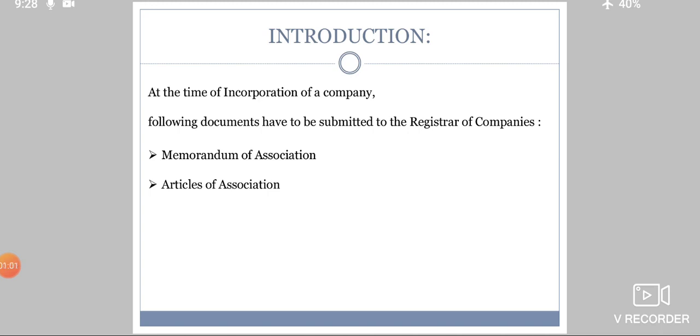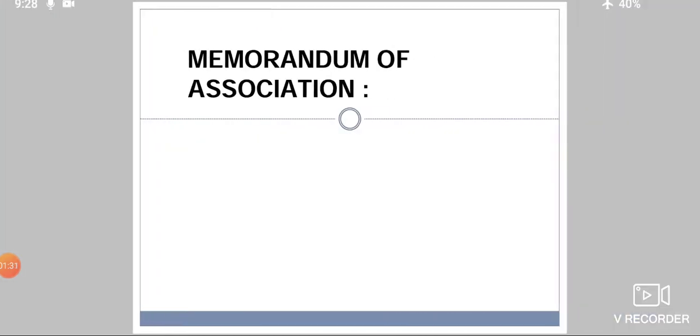So now, at the time of forming a company, following documents have to be submitted to the registrar of companies. Now, registrar of companies is an office, this ROC deals with Companies Act 2013. Now, the two important documents here are Memorandum of Association and Articles of Association.